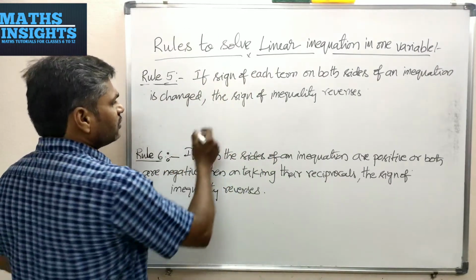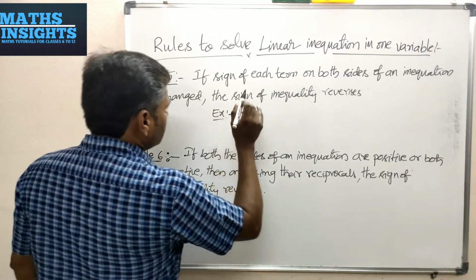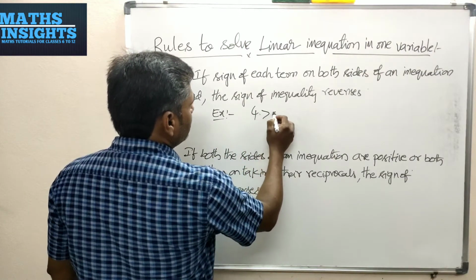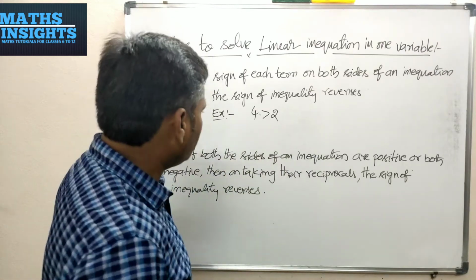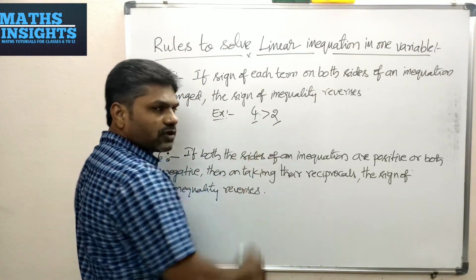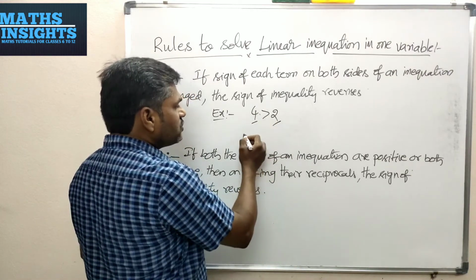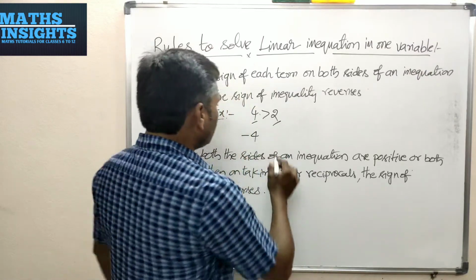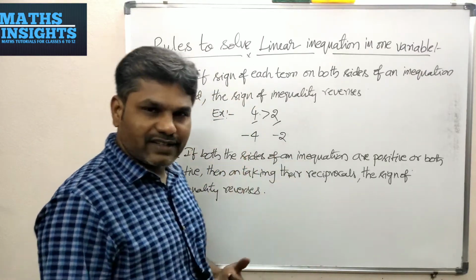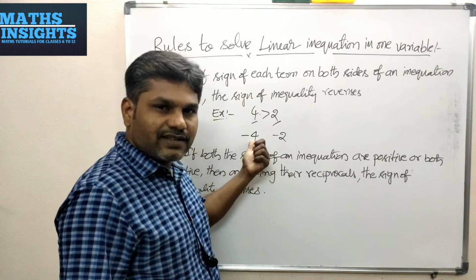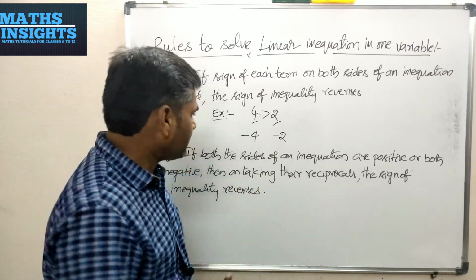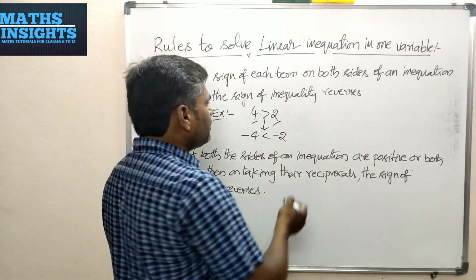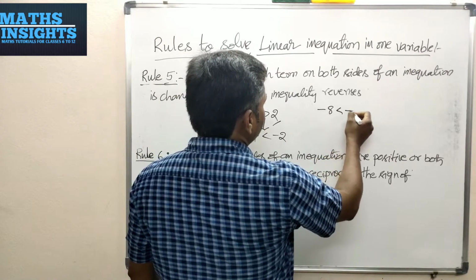It will become clear through an example. Suppose, you know very well, 4 is greater than 2. Now this is positive 4, this is positive 2. I am changing this positive 4 to negative 4, this positive 2 to negative 2. Now which one is greater? Minus 4 is less. So this greater will become less. The inequality reverses. Similarly, if we have minus 8 is less than minus 6.